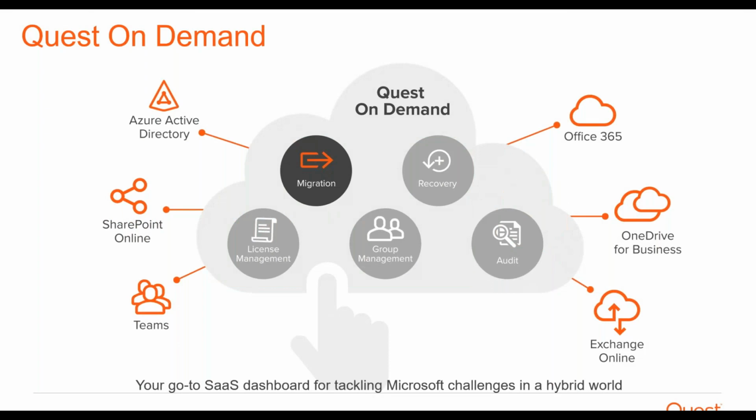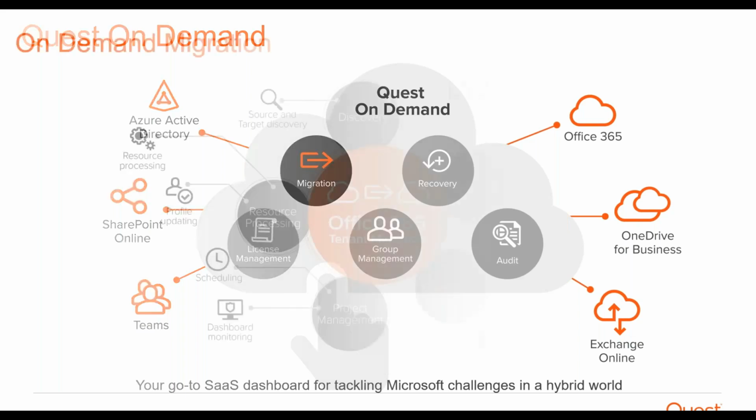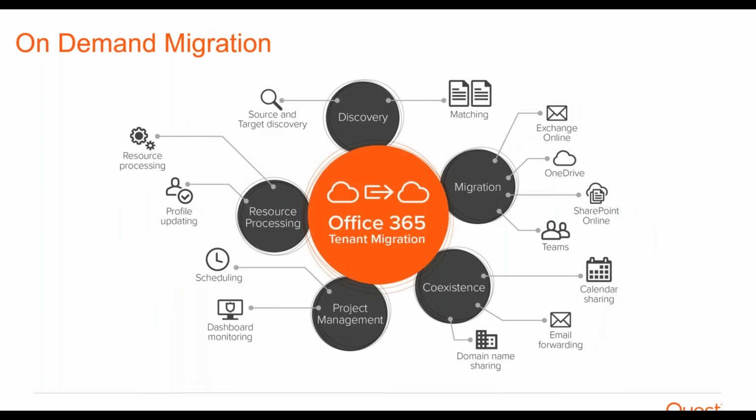So what does it do? It's around taking a source tenant and taking the content across to the target tenant, and that's things like Azure AD, SharePoint, Teams, OneDrive for Business, Exchange mailboxes, the kind of core workloads that you would expect your users to be using with Microsoft. Conceptually, this diagram is designed to give an overview of what On Demand Migration can do.